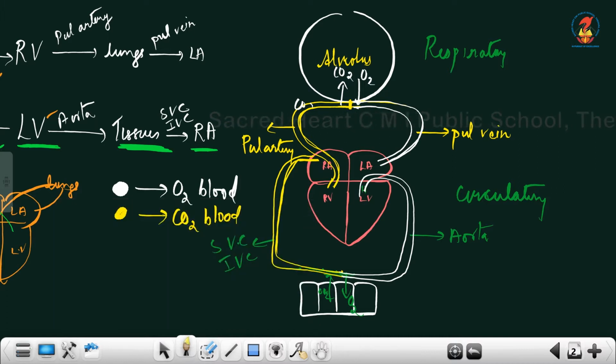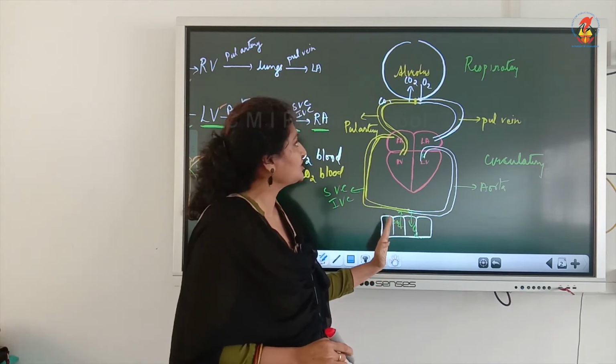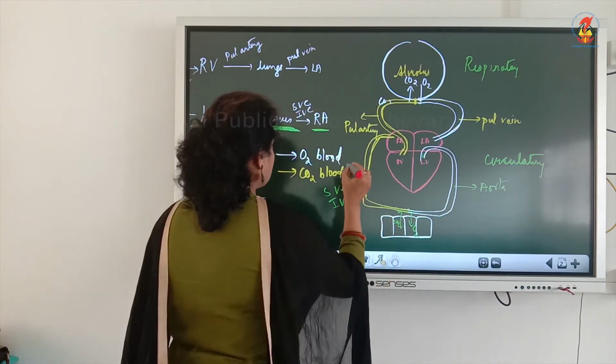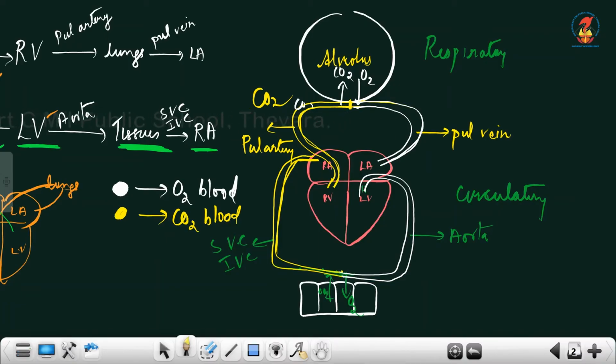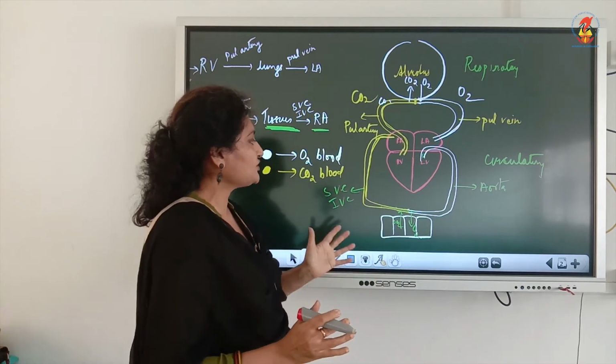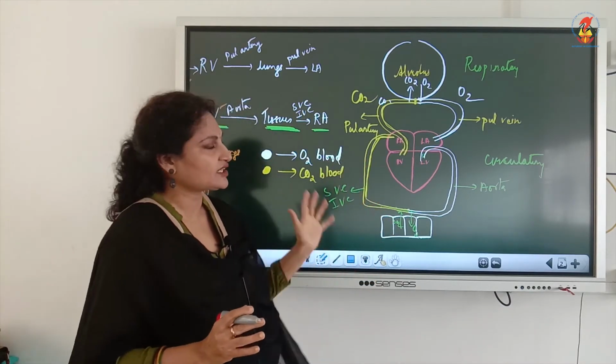Now, clearly it is indicative. This side deals with deoxygenated blood or carbon dioxide rich blood, and the other side, that is the left side, deals with oxygen rich blood. Now the diagram is complete. Now I am referring to figure 17.3 of your text, the same diagram.